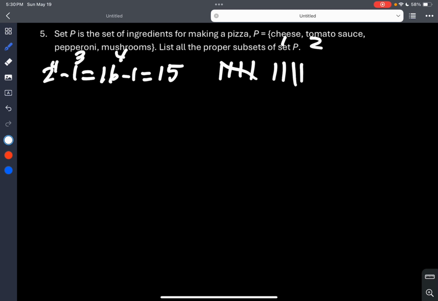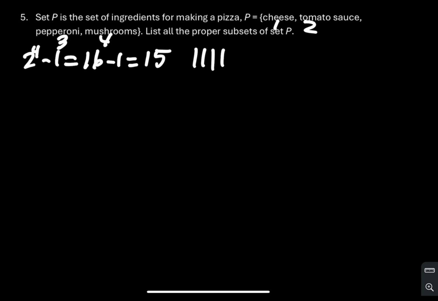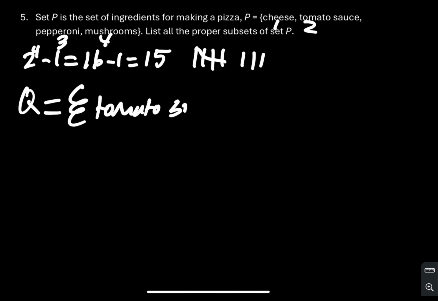So we did 4 more, so I'm going to add 4 more tally marks. So we're currently at 8 right now. We're still at tomato sauce, so we have Q is equal to tomato sauce, and then we're going to do mushrooms.